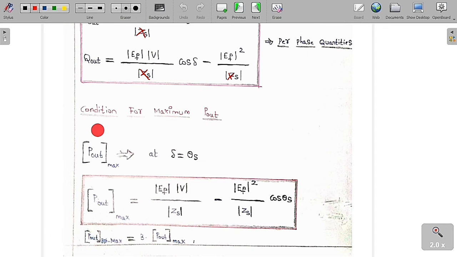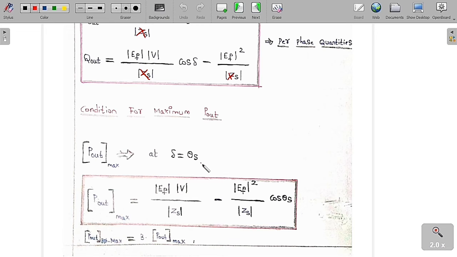So now we'll discuss one more important point here. What is the condition for maximum output power? The maximum output power you are going to get whenever delta is equal to theta s. Whenever delta is equal to theta s, you are going to get the maximum active output power. So whenever delta is equal to theta s, you are going to get the maximum perfect output power.